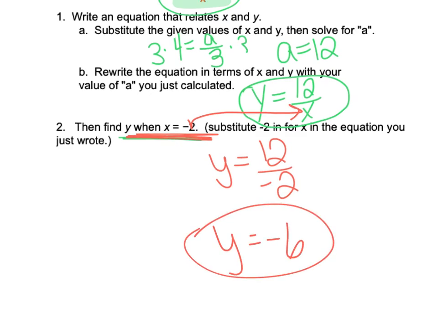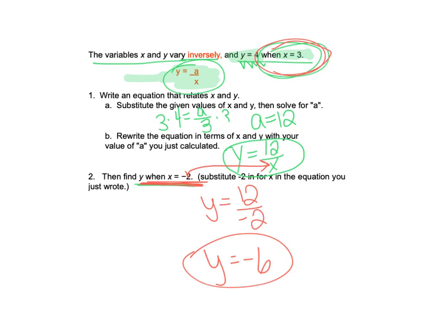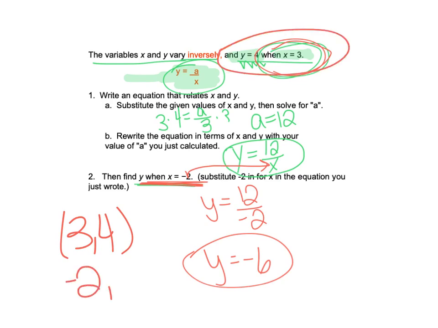So if I was going to have some kind of table of values, or I was going to graph this, I would have the ordered pair 3, 4, because that was one of the ordered pairs that they told me up here. I also know I would have the ordered pair negative 2, negative 6, because I know that when x is negative 2, y is negative 6. So once we have this equation here, we can find ordered pairs that would be on that graph.